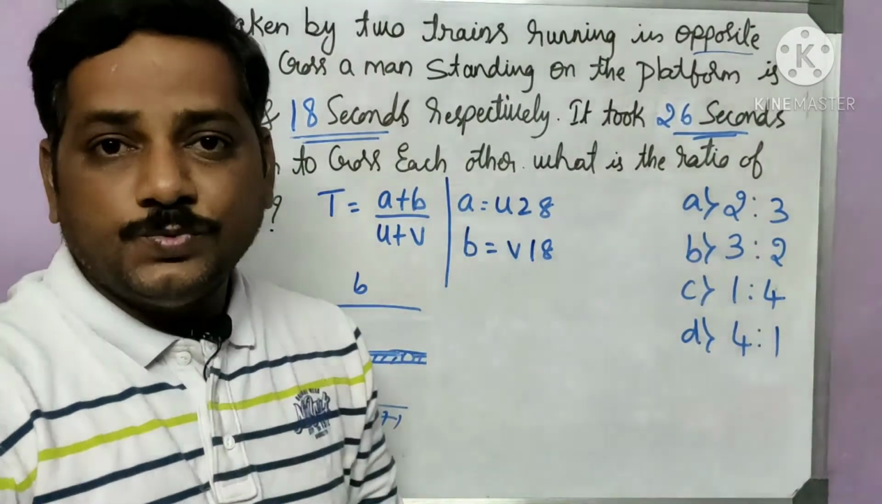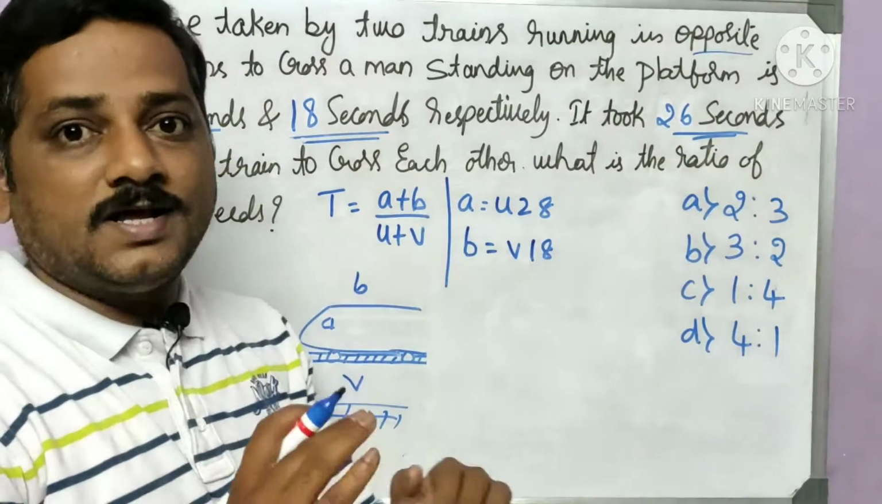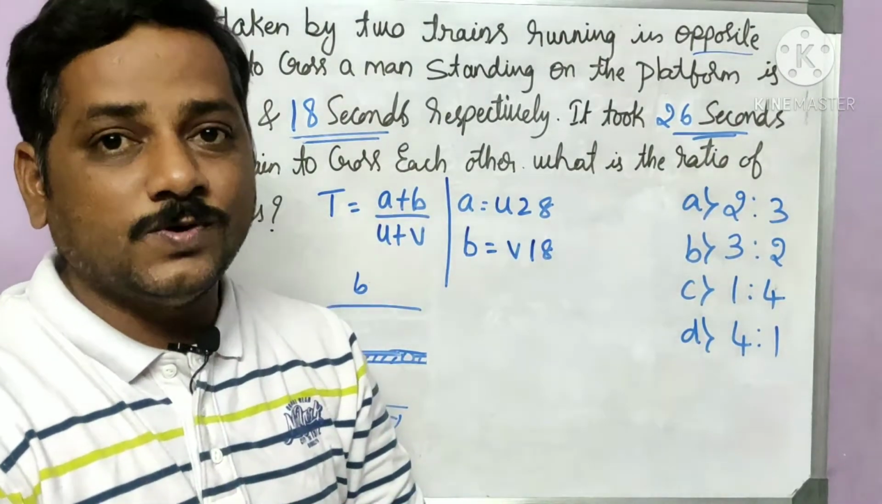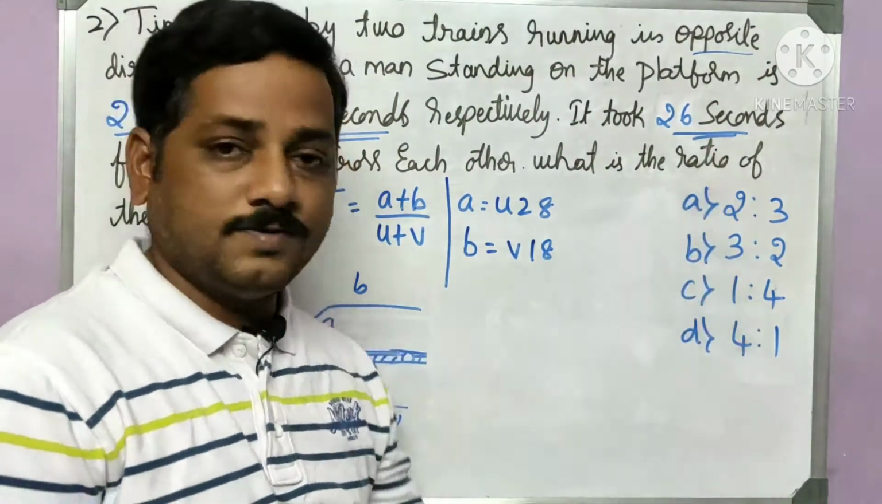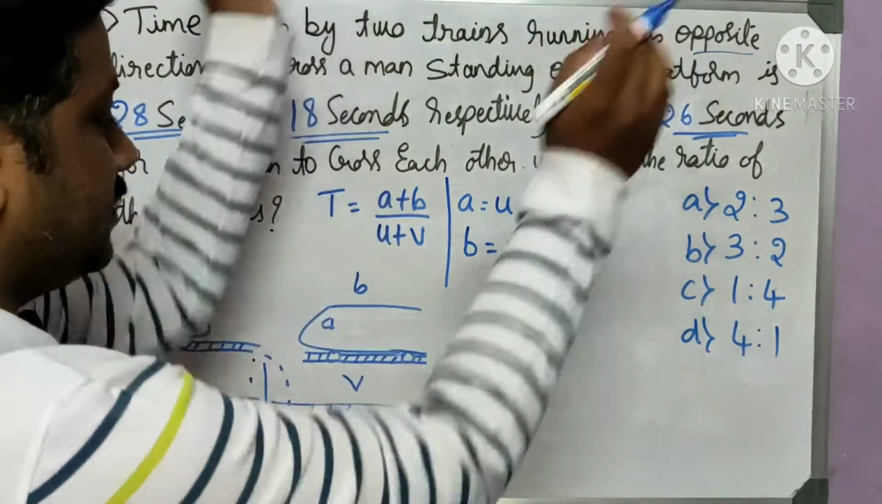Here also I don't know U and V, but I can substitute them and try to get values for U and V, and you get the ratio of that. That will be the answer. You can get anyone out of this. Okay, so let's see how to do that.